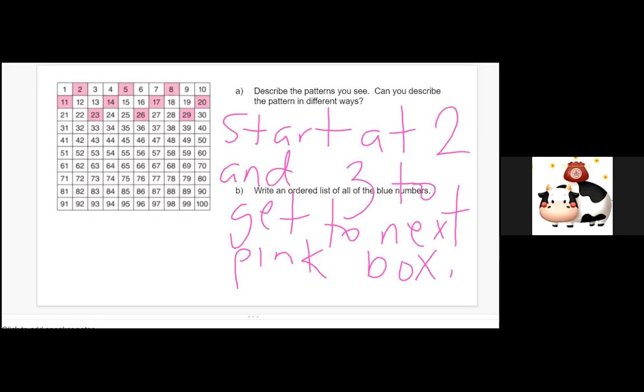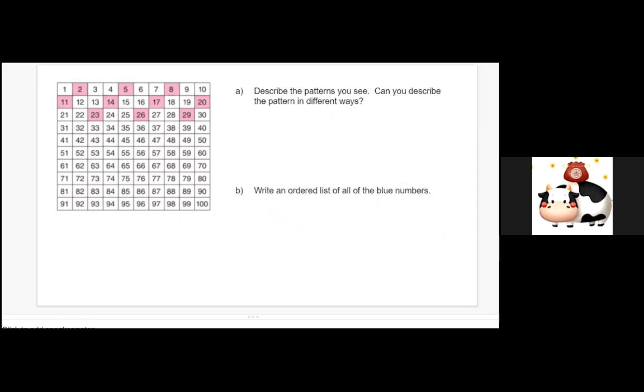Does anyone else see a different pattern? I think Philip, that was the main pattern that we see, but now let's try to find even more patterns that are not so obvious. Maybe you can describe the pattern using the word diagonal.